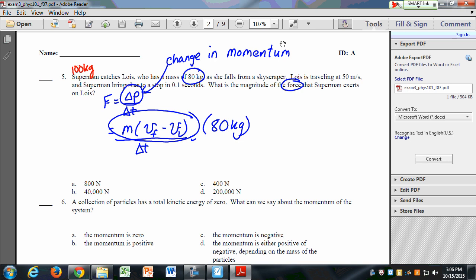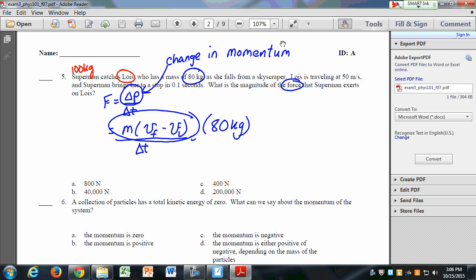Sometimes you give extra information, and that's just sort of par for the course, but make sure that you're looking at the body that's actually changing its momentum. In this case, Superman is the one exerting the force, but he's exerting the force on Lois, and we know that because it's Lois that's actually changing her speed.